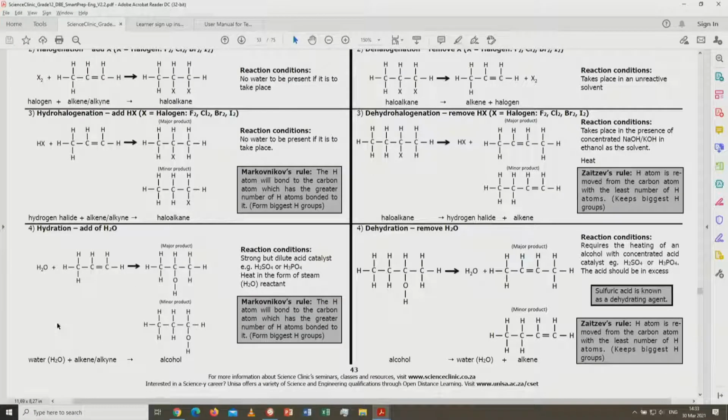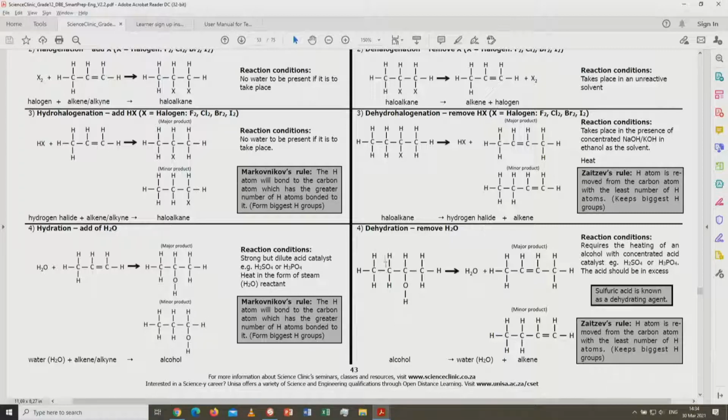That is hydration. Add water to it. So I have water plus an alkene, and I get a major product there. I think it is the very same Markovnikov rule, in the presence of sulfuric acid or phosphoric acid, with heat, steam and water as reactant. So those are the conditions, and it will form a major alcohol, 2-propanol or 1-propanol.